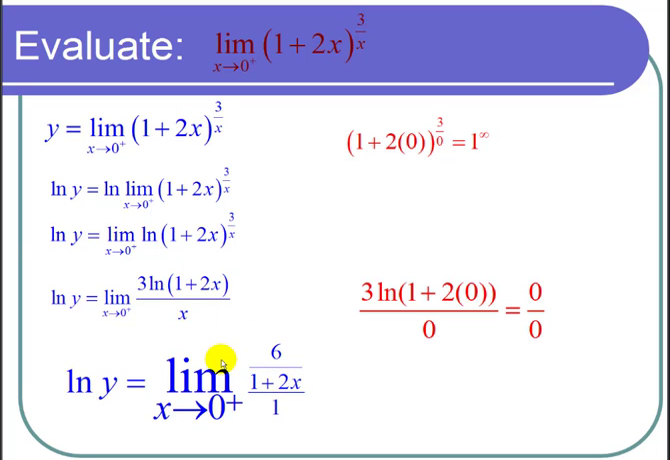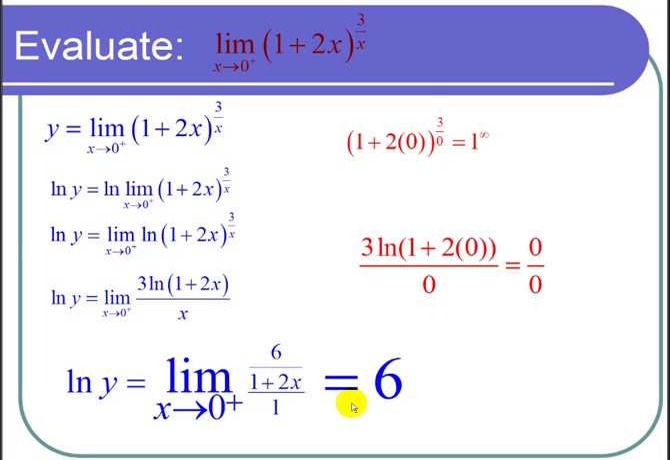And then the derivative of x is just 1. And that's very good because now when I plug in, if I plug in 0, I get 6 divided by 1 plus 0, or 6 divided by 1, and that's just equal to 6. So what I have now is the natural log of y is equal to 6.